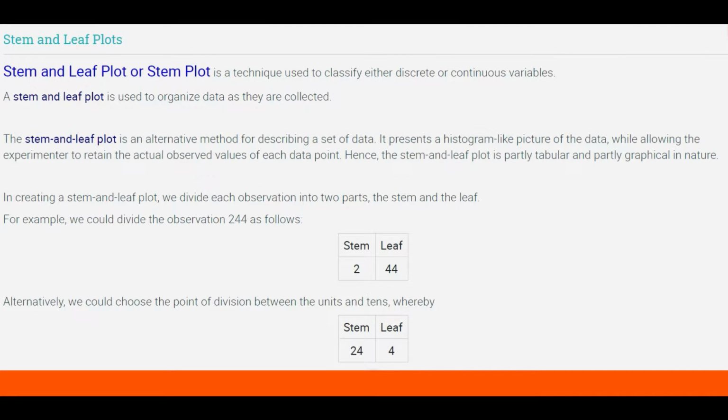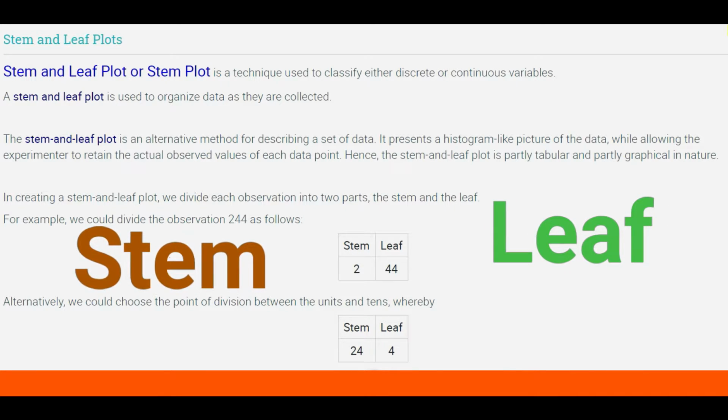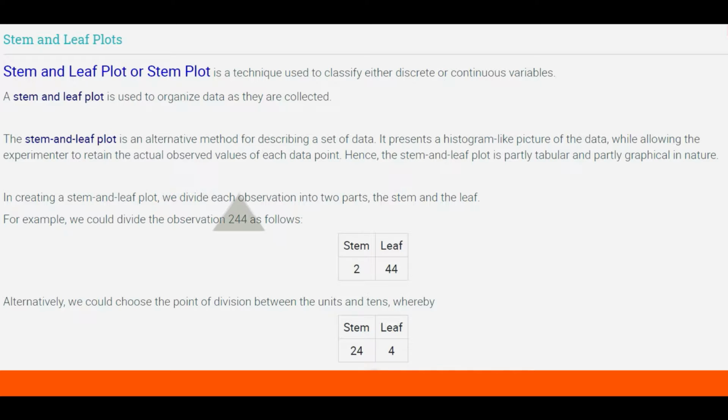In creating a stem and leaf plot, we divide each observation into 2 parts: the stem and the leaf. For example, we could divide the observation 244 as follows. As you can see, we can split this measure into 2 and 44. The number 2, which happens to be the hundreds digit, goes under the stem. And 44 goes under the leaf.